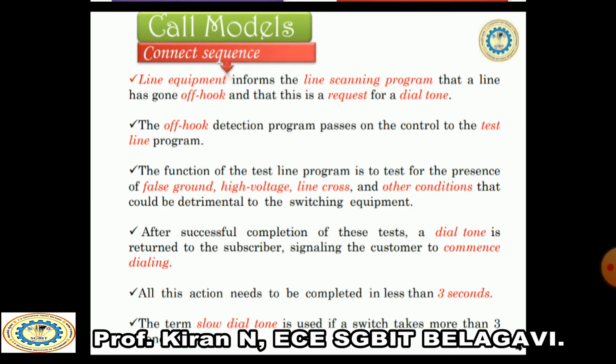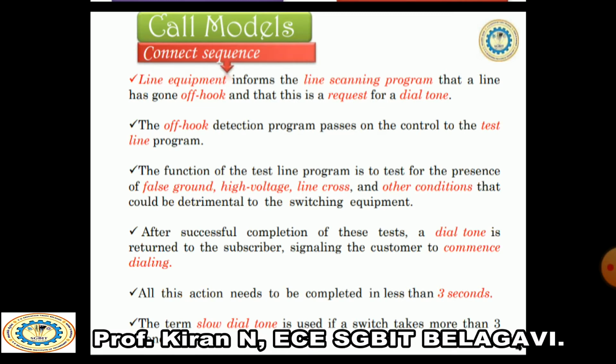If the switch takes more than 3 seconds to provide a dial tone due to heavy traffic or a hardware or software problem, then it is called a slowdown. So once these three tasks are performed, subscriber A on one side can easily connect to subscriber B on the other side.